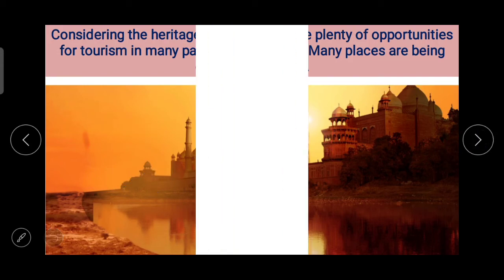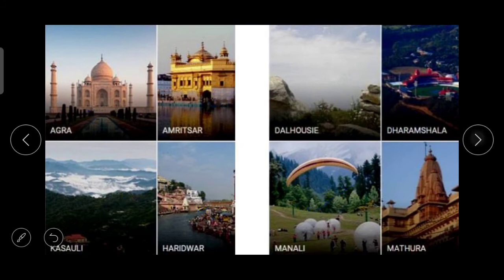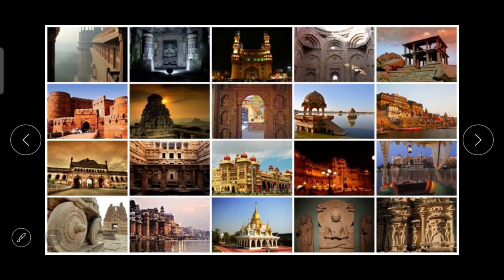In this, the Taj Mahal is also there, and if we talk about some tourism sites of India, then it includes Agra, Amritsar, Dal Lake, Dharamshala, Kasauli, Haridwar, Manali, Mathura, and you can add many more to this list. Here you can see a number of images on the screen, and you can also recognize the places. So all these are the tourist attractions of India.